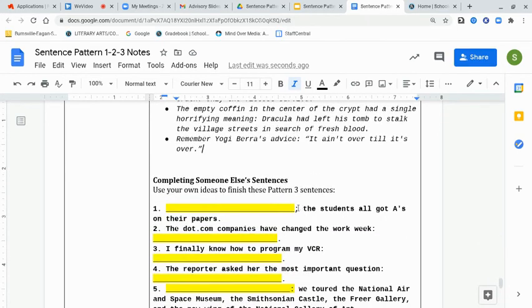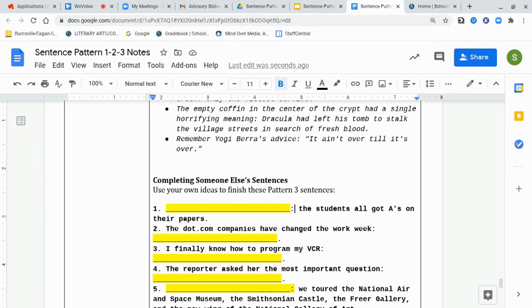Okay, completing someone else's sentences. Got several typos here. I apologize for that. Number one, you have to create the general statement followed by a specific statement. Students all got A's on their papers. Again, finishing someone else's sentence is a hard thing to do. It's sometimes easier to make up your own. But I want you to get the idea: what kind of statement would come first before a specific statement? The students all got A's on their papers. What would that be an example of, or what would it clarify? Number two, the .com companies have changed the work week, colon, followed by what specific statement would you give? What's one way they would have changed the work week?